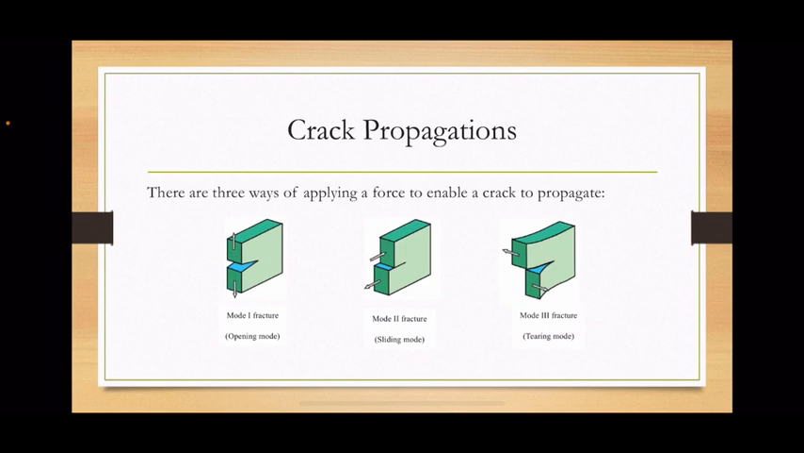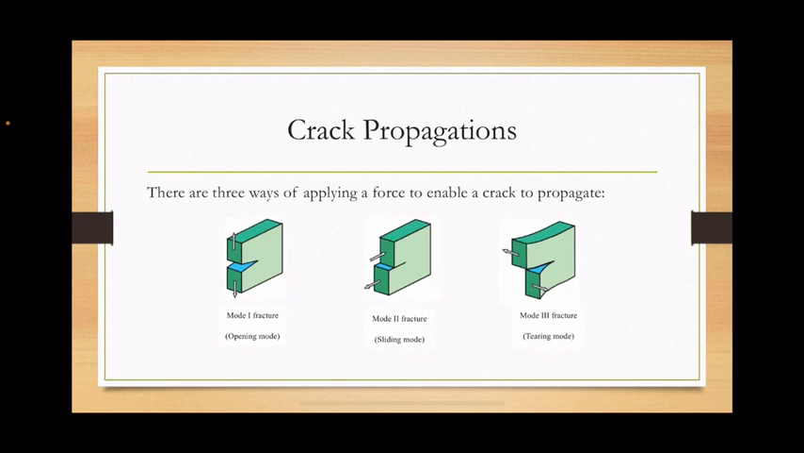Firstly is the mode 1 fracture, known as the opening mode. The second one is mode 2 fracture, known as the sliding mode, and then the third one is mode 3 fracture, known as the tearing mode. You can look at the figure to see the shape of how the crack was propagated.